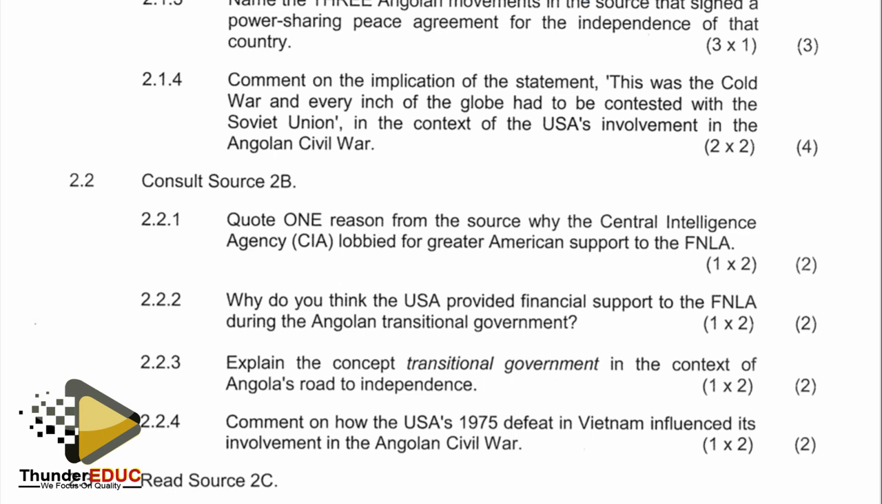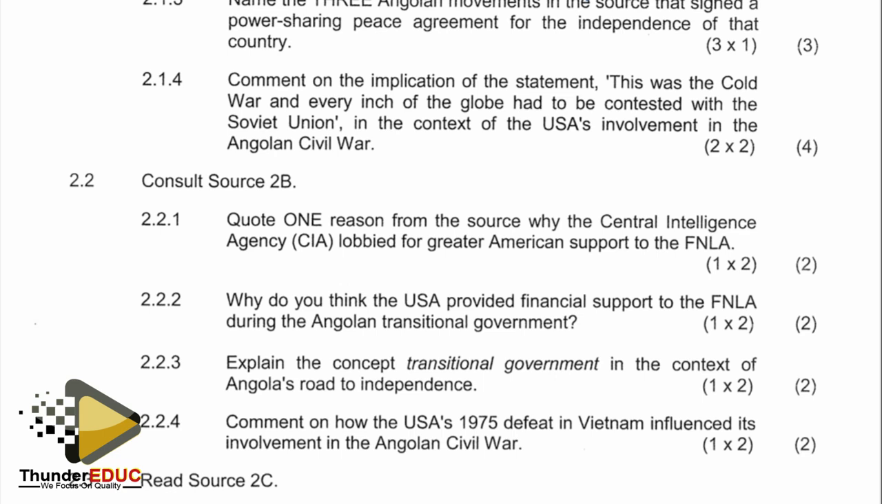They wanted the FNLA to be appealing to the people so that people would vote for them when it comes to election time, so that they would win and America would be successful in its ideology of spreading capitalism. So they were preparing ahead of the elections. They wanted the FNLA to get support, and also they wanted it to fully prepare for the elections.